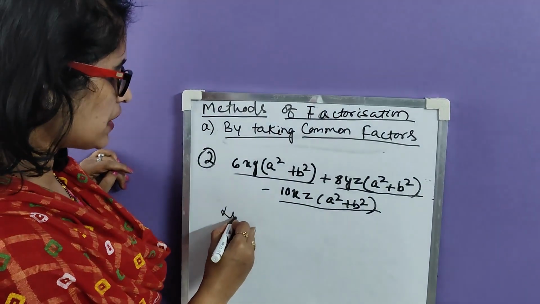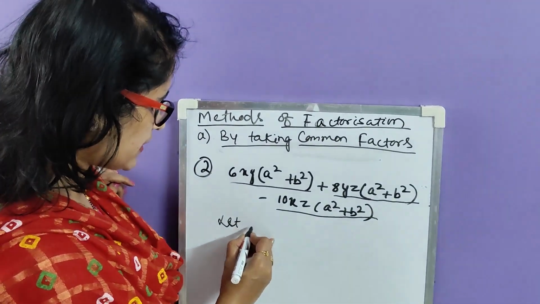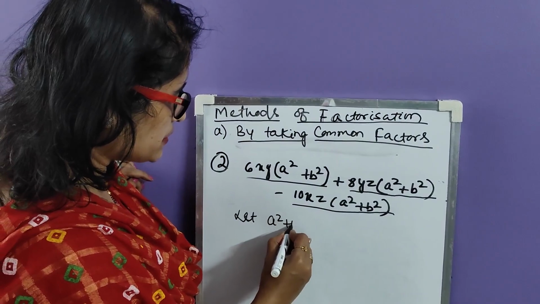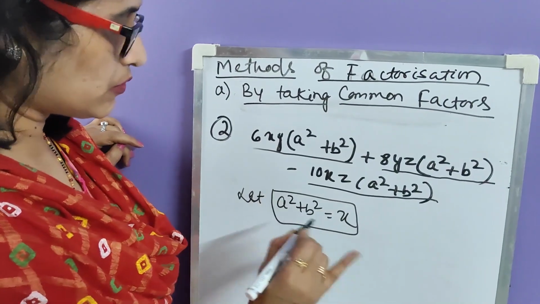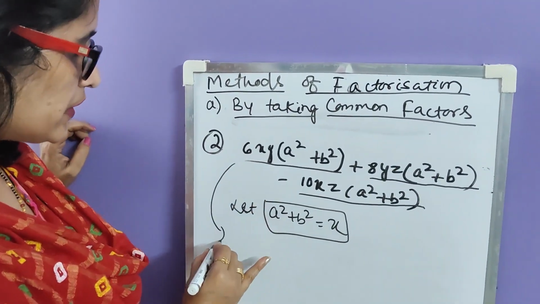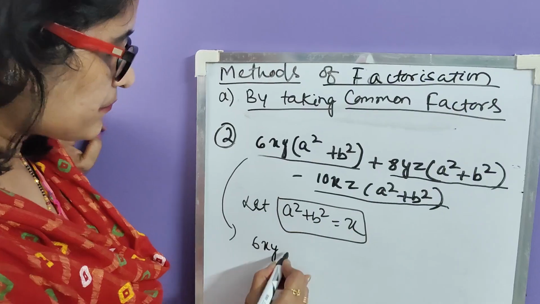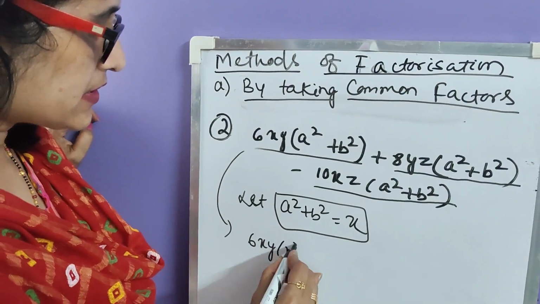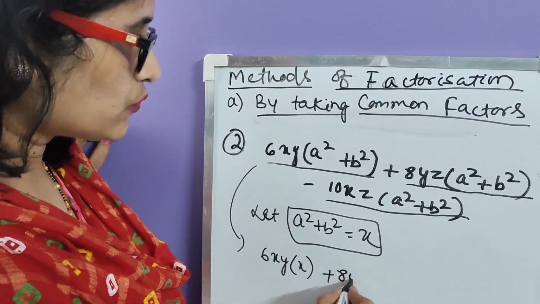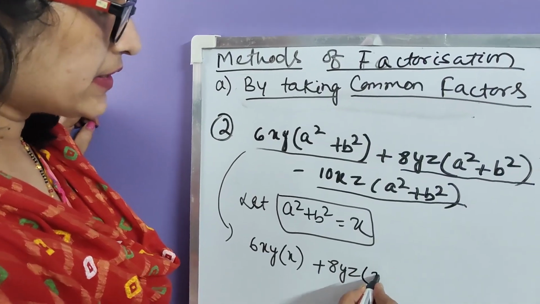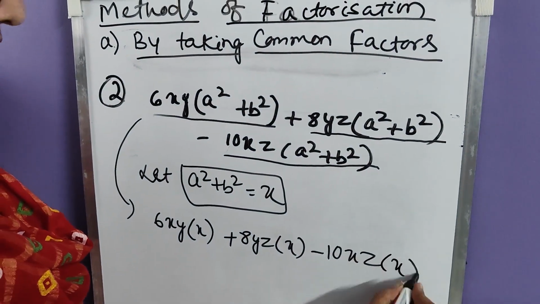First, for your understanding or for making it easy, let's take a square plus b square equal to x. So we had taken a square plus b square equal to x. Now what we will do? We will write the same question in another way. 6xy x, plus 8yz x minus 10xz x, right?